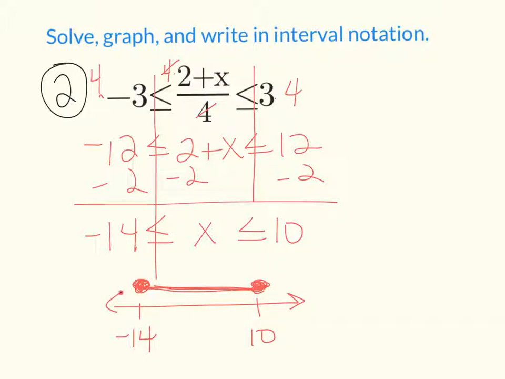All right, interval notation. So start on the left. The first thing I have is a closed circle at negative 14. Closed circle means bracket. That's at negative 14. And then over here on the right side, I have a closed circle at 10. So I have 10, and I have another closed circle, which means another bracket. There's your interval notation.